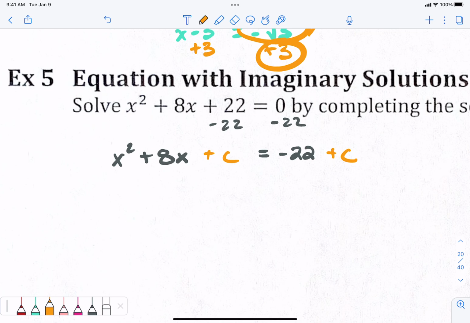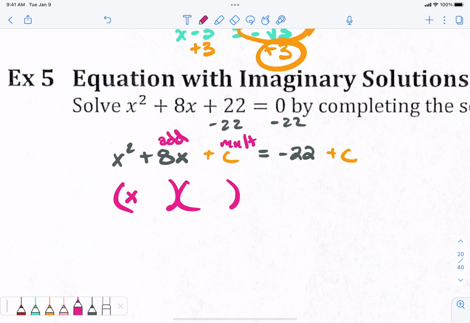That's my plus C's. Now I break it down. I want to multiply to get C, but when I add them, give me 8. What two numbers add together to give me 8? 4 and 4. Positive or negative 4? Both plus. Plus 4 plus 4, equals, what would C be in that case? 16. Okay, but what's negative 22 plus 16?